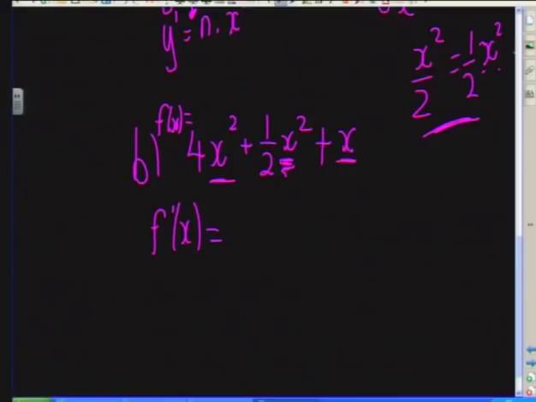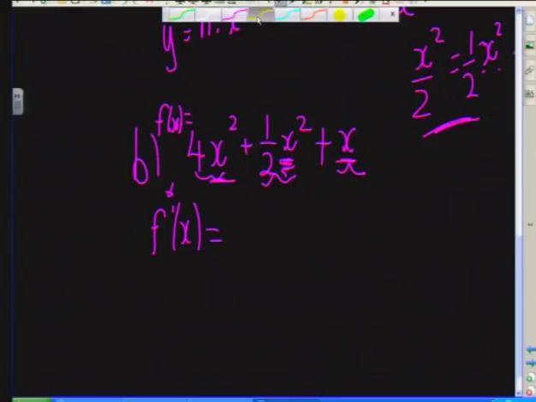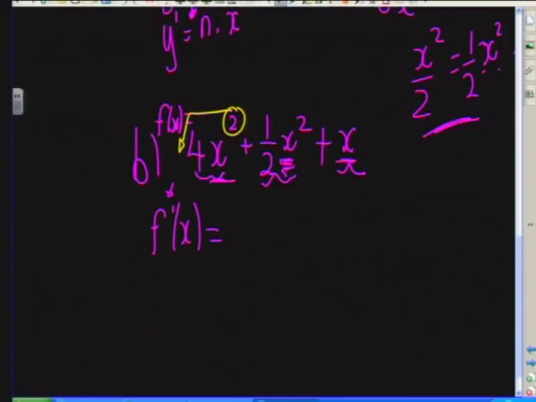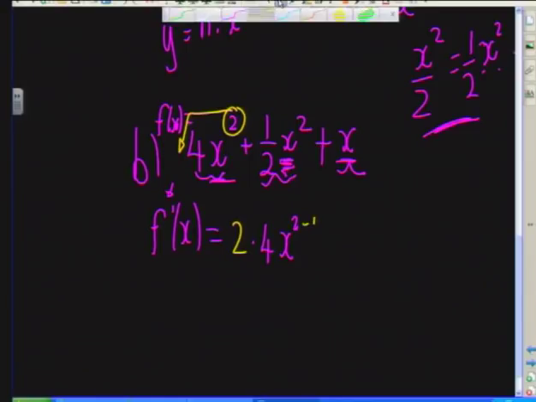Once you've put that symbol in, you need to start deriving every single term. So what do we do? We take the 2, the power, to the front, to the coefficient, and multiply the 2 by the 4. And then we've got x to the power, from the power 2, we subtract 1. I'm just applying the rule.